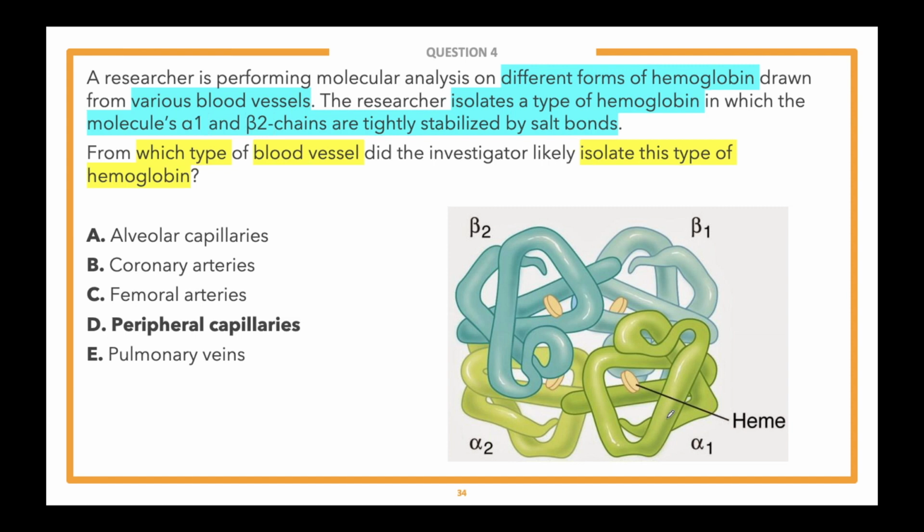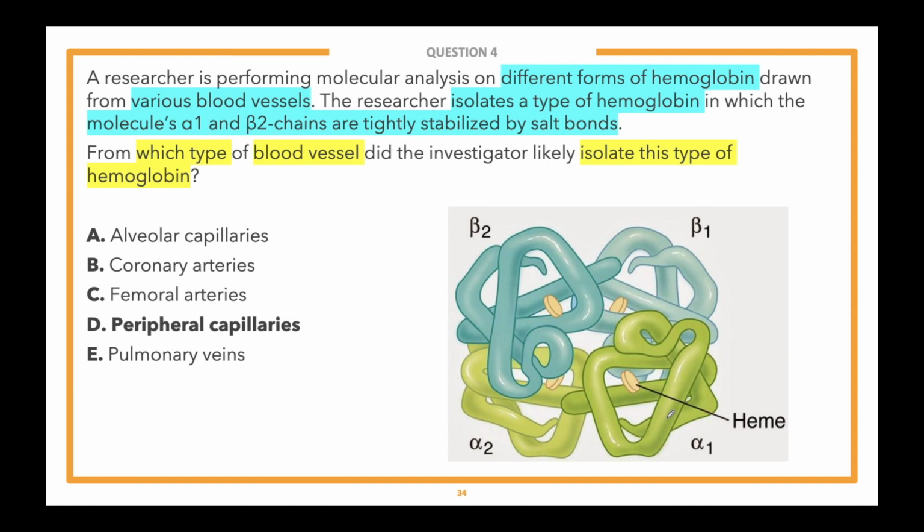Pulmonary veins have a high concentration of oxygen. It just came from the lung bed, so it's carrying oxygenated blood. Femoral arteries carry blood that's very proximal to the heart. It was just pumped out from the heart, so oxygenated blood. Coronary arteries as well, the blood vessels that are feeding the heart coming off the aorta, are also very oxygenated. And then alveolar capillaries as well. These are the capillaries feeding the alveoli that are about to absorb a lot of oxygen, so they would want to accept oxygen and be in a relaxed form, not very tightly bound.